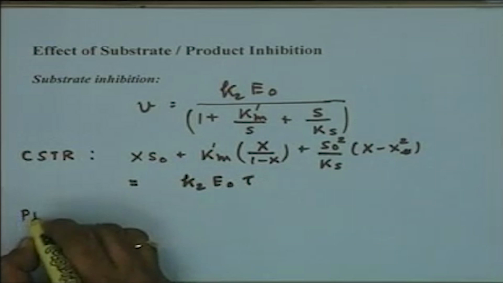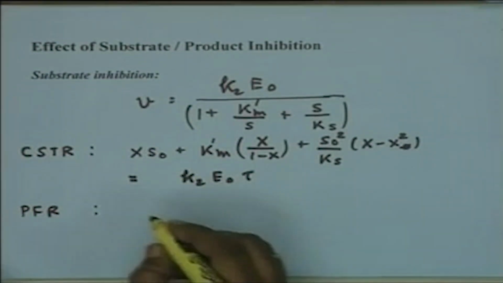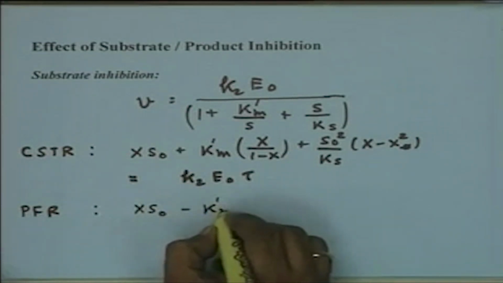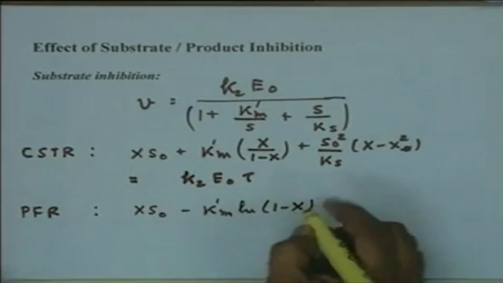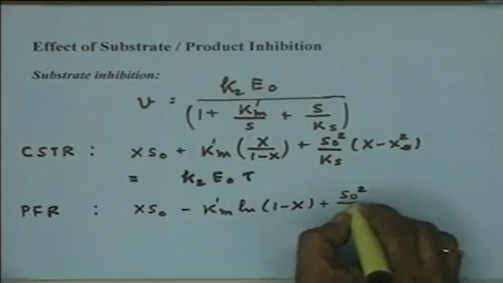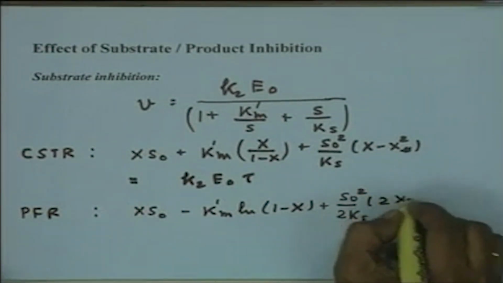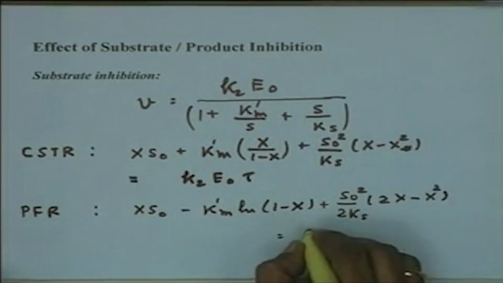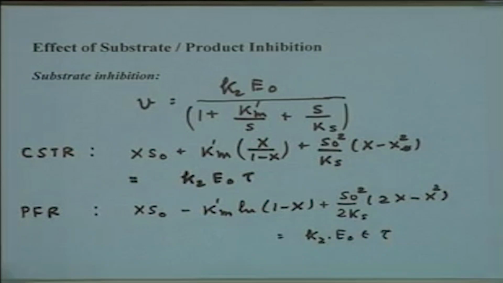In the case of PFR, the same reaction rate expression will result in: S0 x minus K'm ln 1 minus x plus S0 square upon 2 Ks, into 2x minus x square, equal to K2 E0 epsilon into tau.